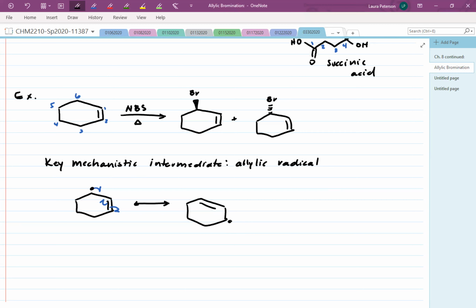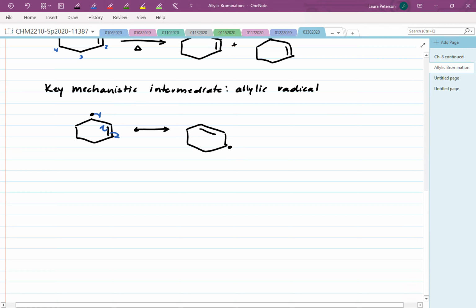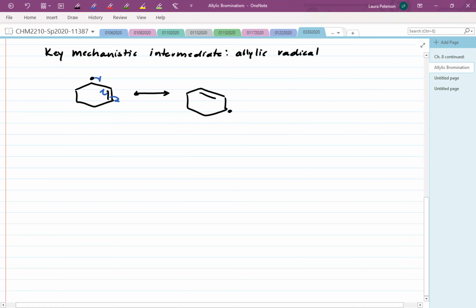We're going to look at an example where we generate the allylic radical, consider the resonance structures, see that they're different, and think about what factors control formation of the major product. Let's go ahead and do that. The example we're going to look at is 2-butene, and we're going to react that with NBS.